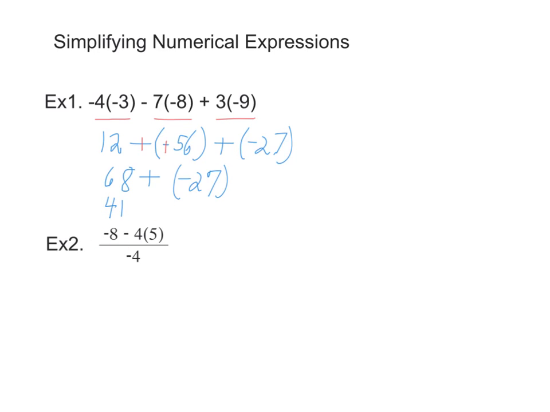My eyes are going directly to this part here because it's multiplication. It has higher precedence than the subtraction symbol you see in between. So I'm going to write negative 8 minus 4 times 5, or 20.